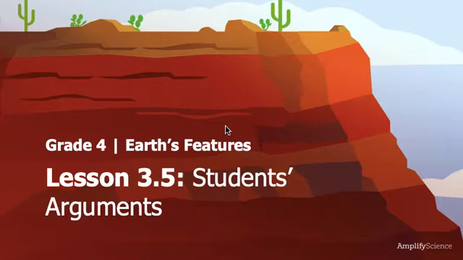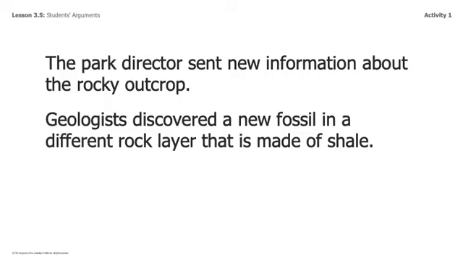You are at the end of chapter 3, lesson 3.5. You guys will be writing arguments. The park director sent new information about the rocky outcrop. So far we've been studying the layers of Desert Rocks National Park, and we've been studying the rocky outcrop there.